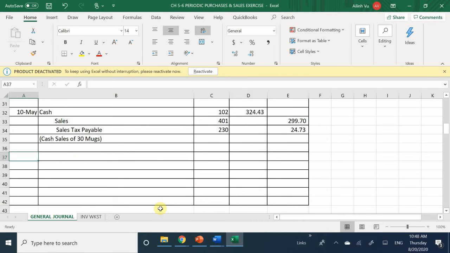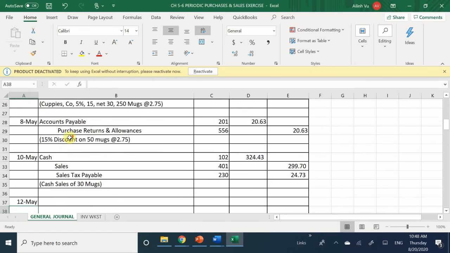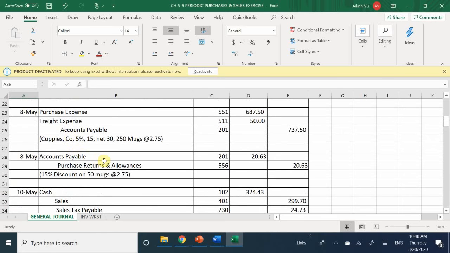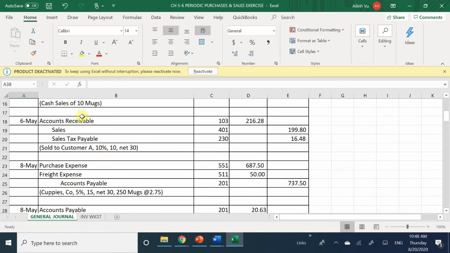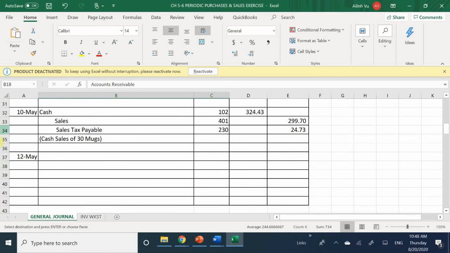Accounts receivable. So this time we're going to do an accounts receivable. What else are we going to recognize? Sales and sales tax payable. Good. So I'm going to go ahead and just copy that information right down here. So we're going to journalize our accounts receivable, right? Sales and sales tax payable.